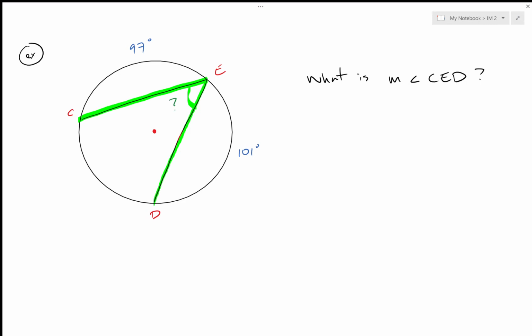Now let's kind of trace it backwards. See what it's connected to. CED opens up and creates this arc out here from C to D. Now let's say I knew what this number was. I know that's related to this one because it's twice as big, or I could cut it in half and then find out what the question mark is. But I don't know what this is yet. Once I do find that, I can cut it in half and find out what the angle is.